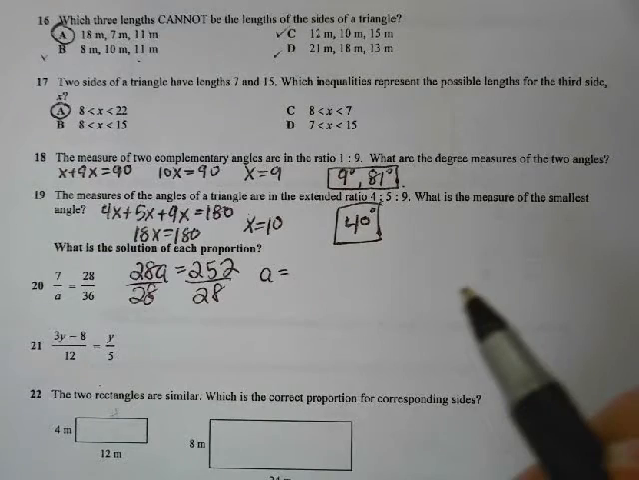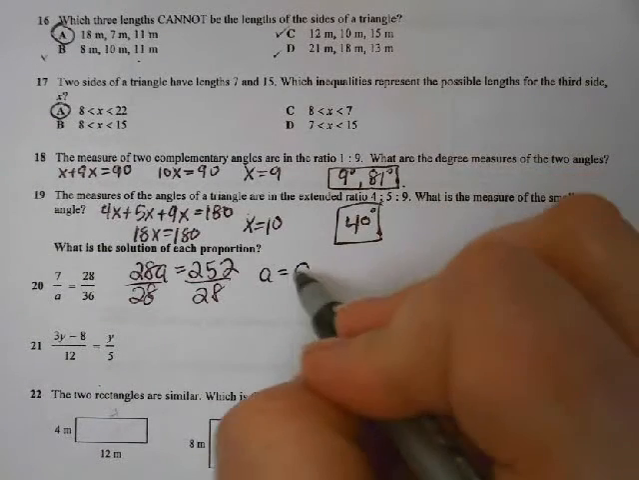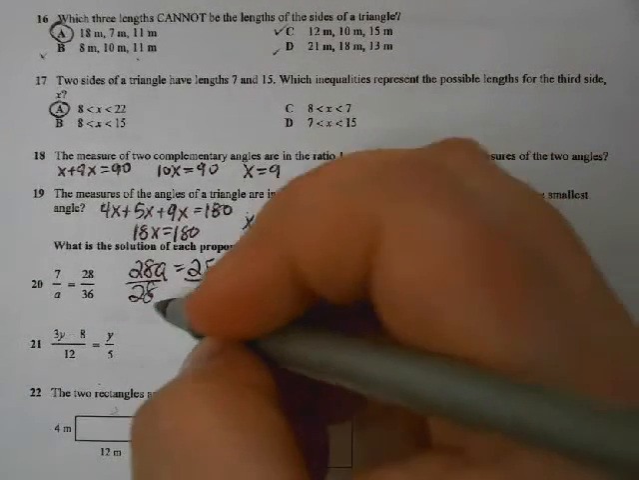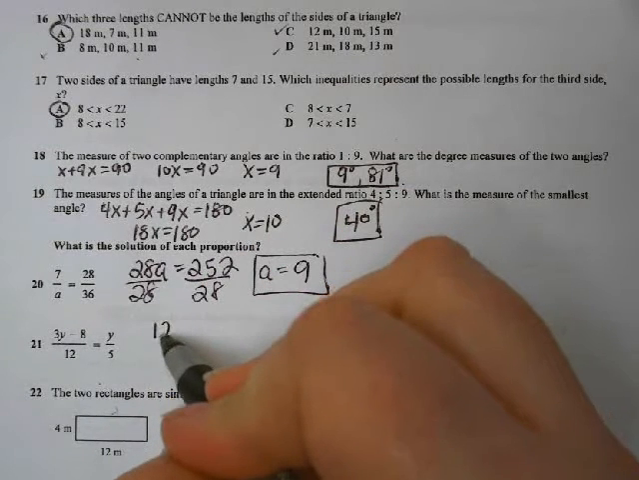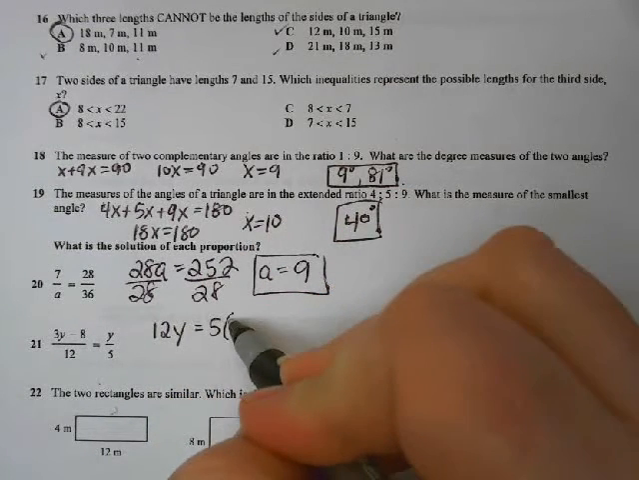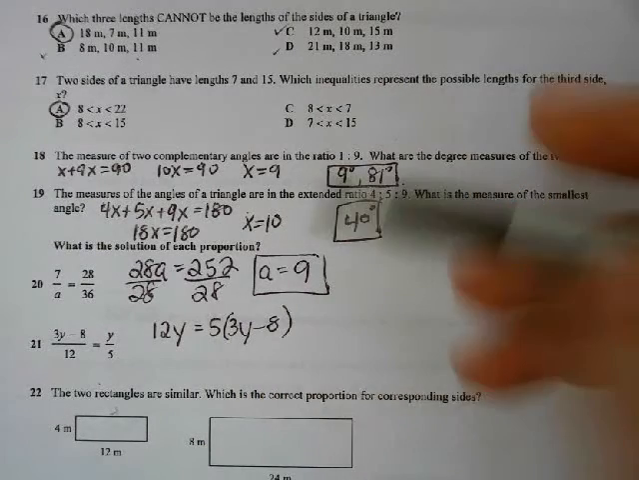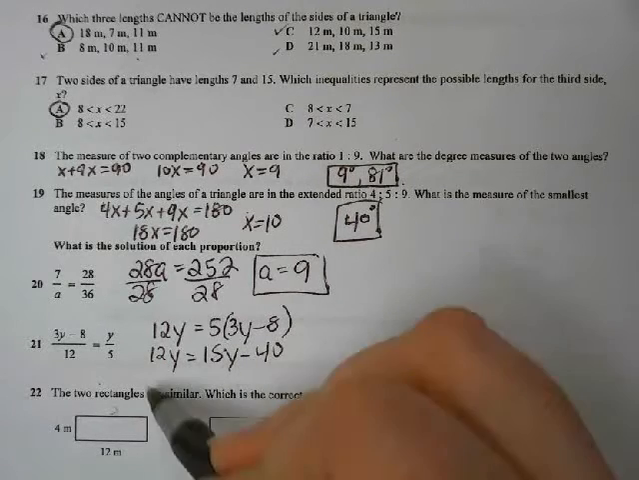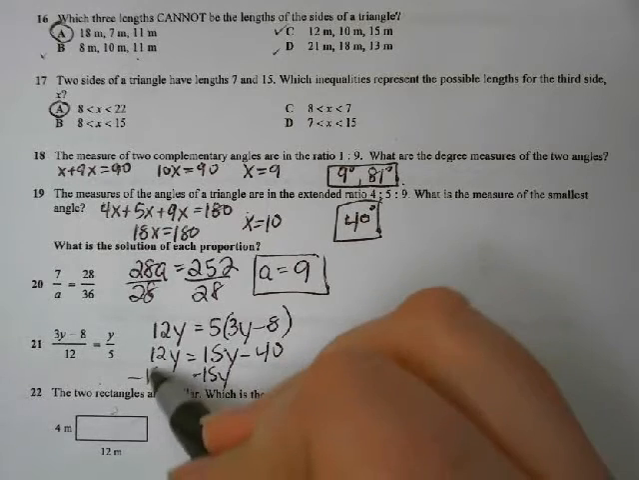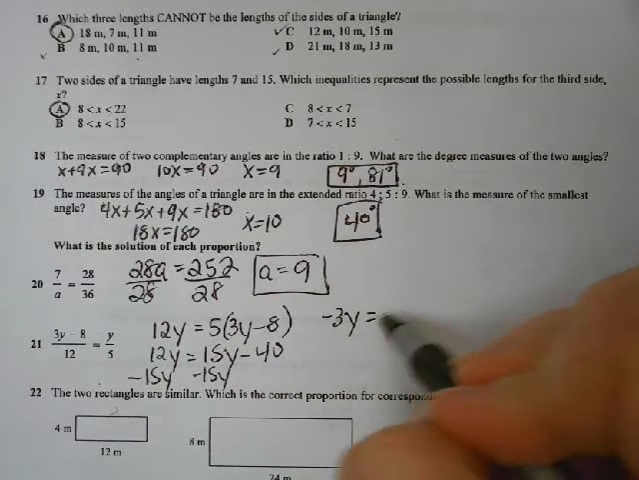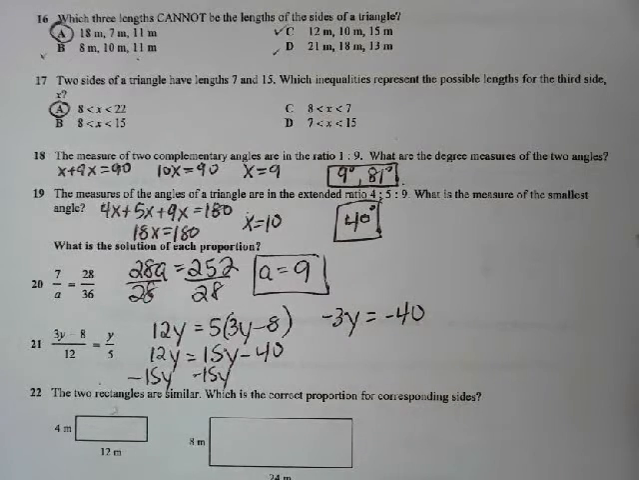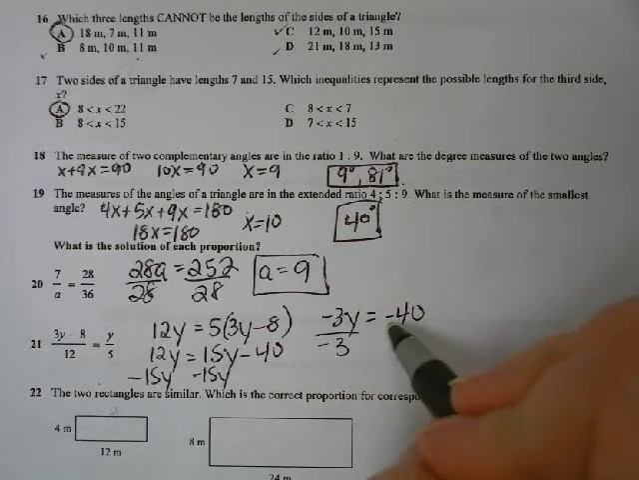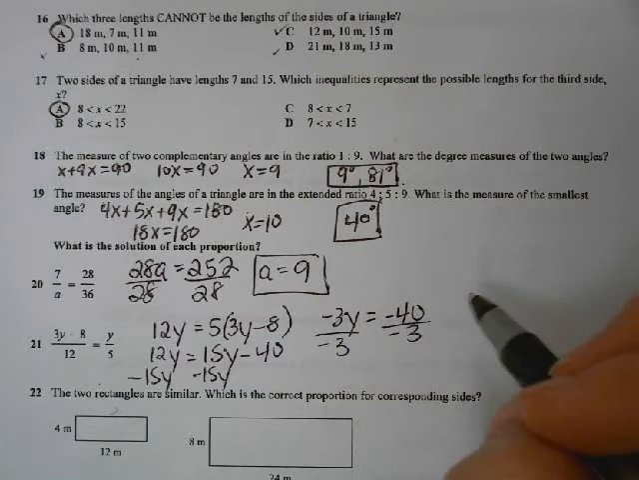Number 21. Alrighty. So 12 times y, 12y. And then we have 5 times 3y minus 8. Make sure that you distribute through. So 12y, 15y minus 40. I'll subtract 15y. Negative 3y is equal to negative 40. Divide by negative 3. Y is equal to, and then let's reduce, well, we just leave that, 40 thirds. Ooh, positive, I'm sorry.